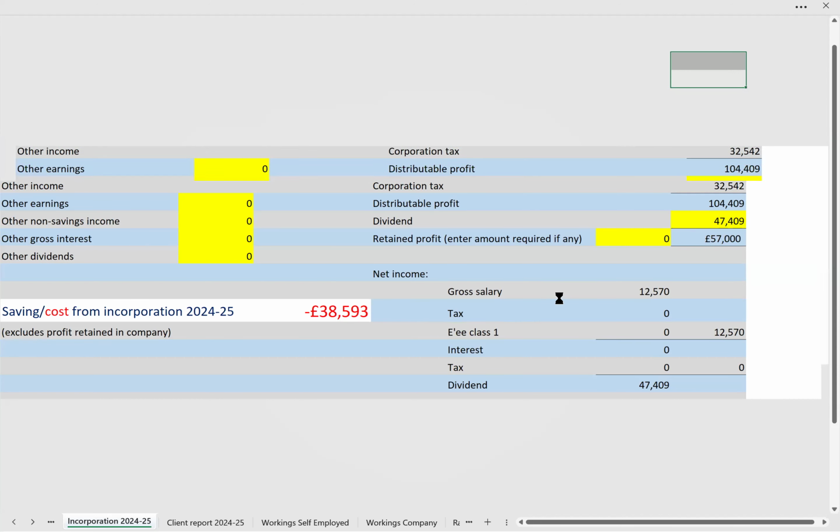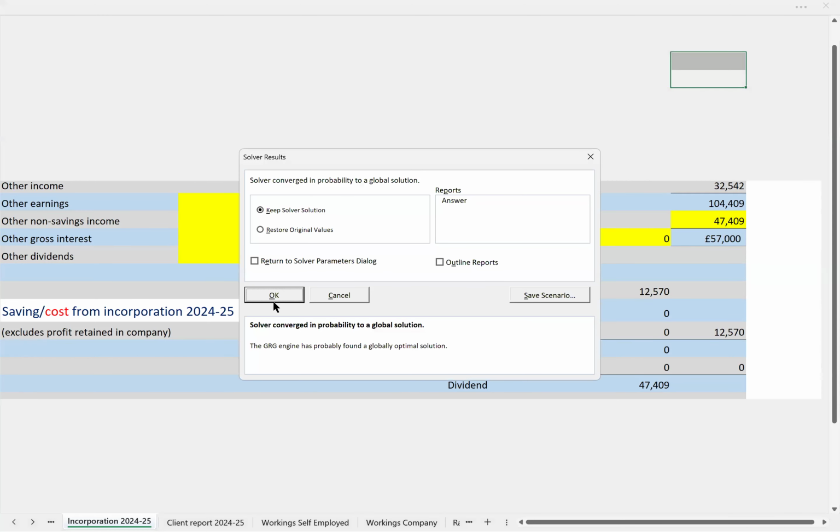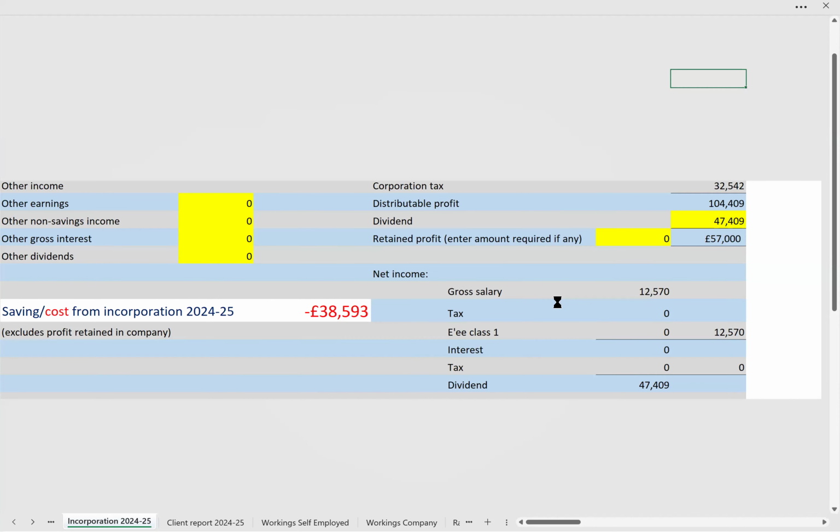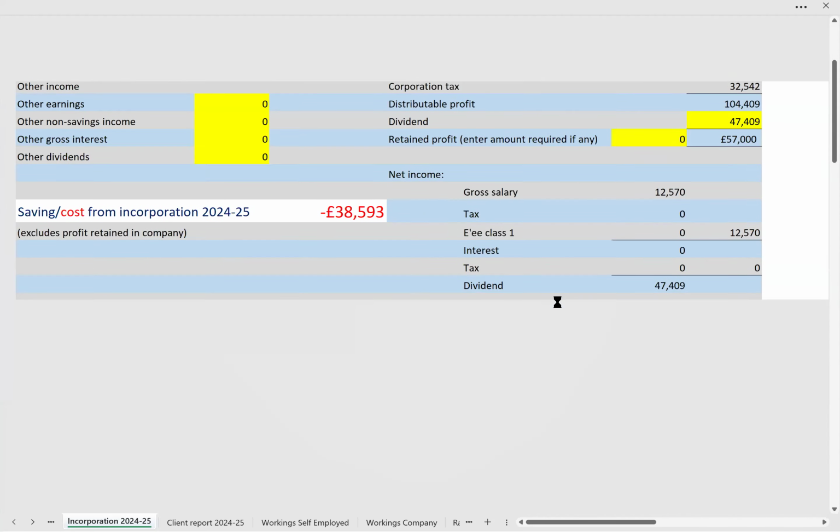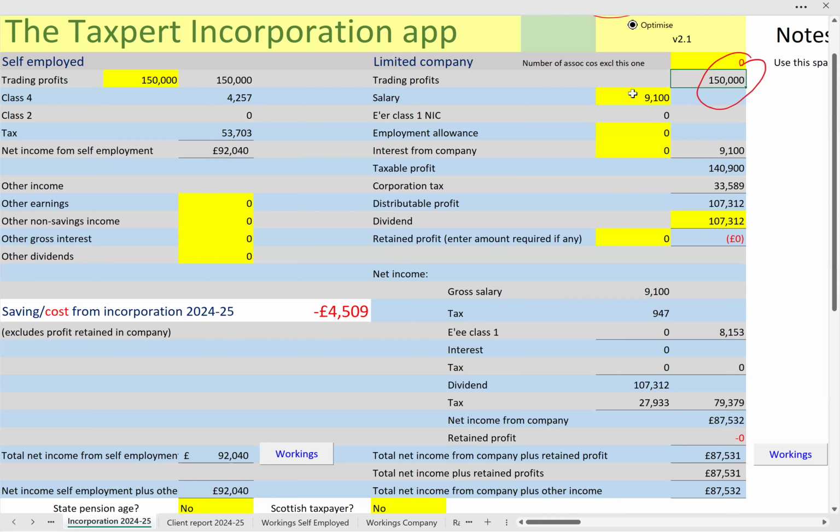And the answer is coming up in a moment. I think the salary will probably remain at 12,570, and the balance would be paid out as a dividend. Here we're looking again at a non-Scottish taxpayer, and here comes the result after a couple more seconds. And indeed, the salary has gone down to 9,100. I should have seen that coming, but we're quite a lot worse off.